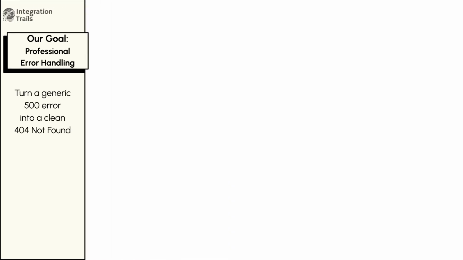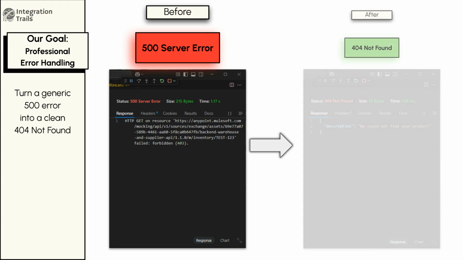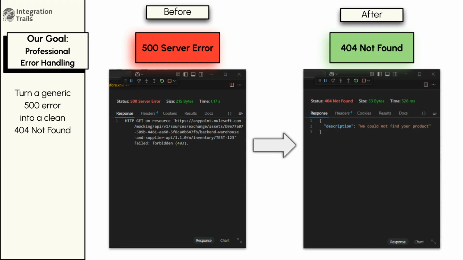So what's our mission? We're going to take a flow that produces a messy, generic 500 error and transform it. Our goal is to gracefully catch a specific not found error, stop the flow, and return a clean, professional 404 response with a helpful JSON message for the API consumer.